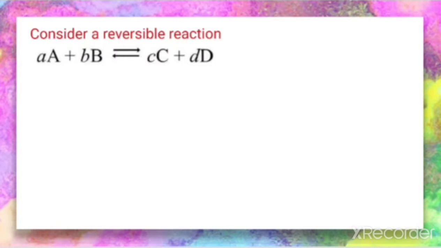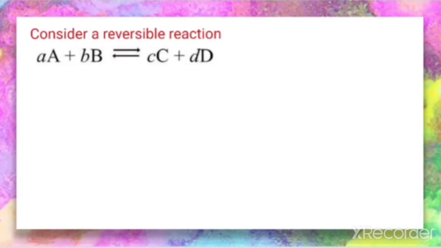Consider a reversible reaction, that is A plus B gives rise to C plus D. Here capital A, B are the reactants, capital C and capital D are the products, where small a is the stoichiometric coefficient of capital A, small b is the stoichiometric coefficient of the reactant B, small c is the stoichiometric coefficient of the product C, and small d is the stoichiometric coefficient of the product D. So small a, b, c, d are the stoichiometric coefficients of A, B, C and D respectively.